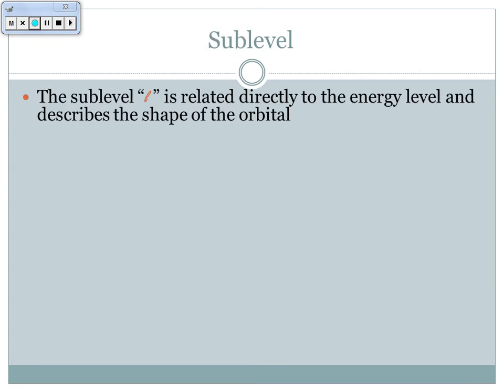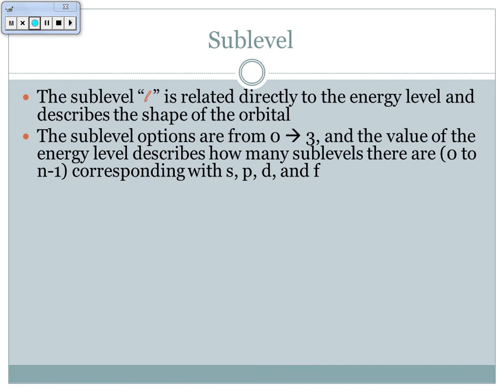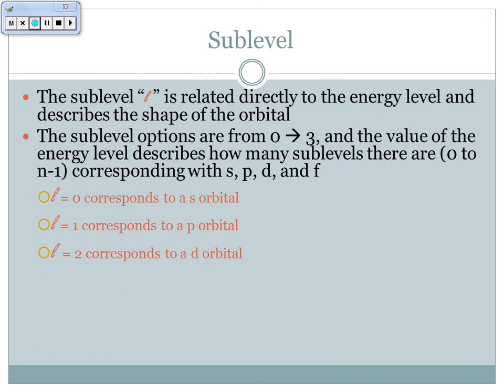Let's talk about some sublevels, or L. It's directly related to the energy level and describes the shape of the orbital. The sublevel options are from 0 to 3, and the value of the energy level describes how many sublevels there are, from 0 to N minus 1, corresponding with S, P, D, and F. For example, L equals 0 is talking about an S orbital. L equals 1 corresponds to a P orbital, L equals 2 corresponds to a D orbital, and L equals 3 corresponds to an F orbital.